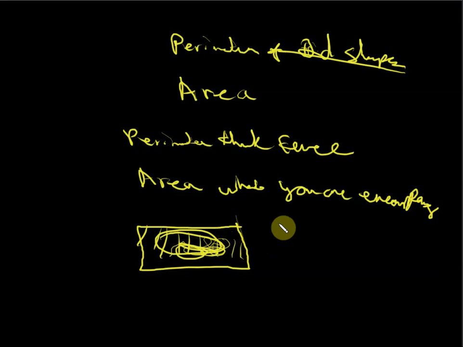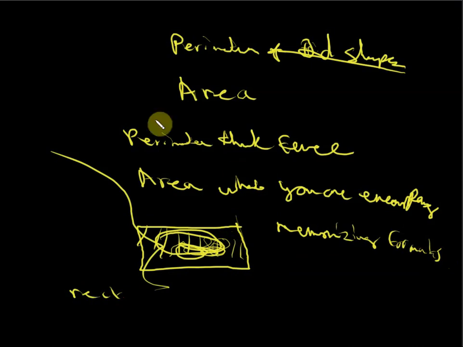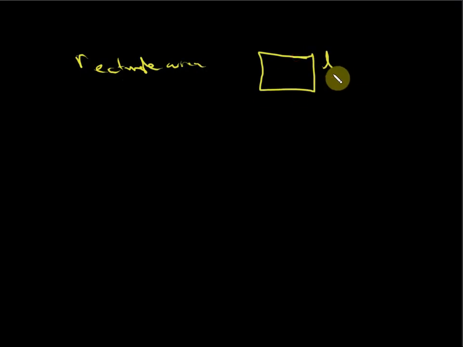And this is just memorizing formulas. So let's look at a rectangle. Let me go to a new one. Okay, so rectangle area. If we draw this, we know that this is length, width. It doesn't matter because this is a 2D shape, so interchangeable.